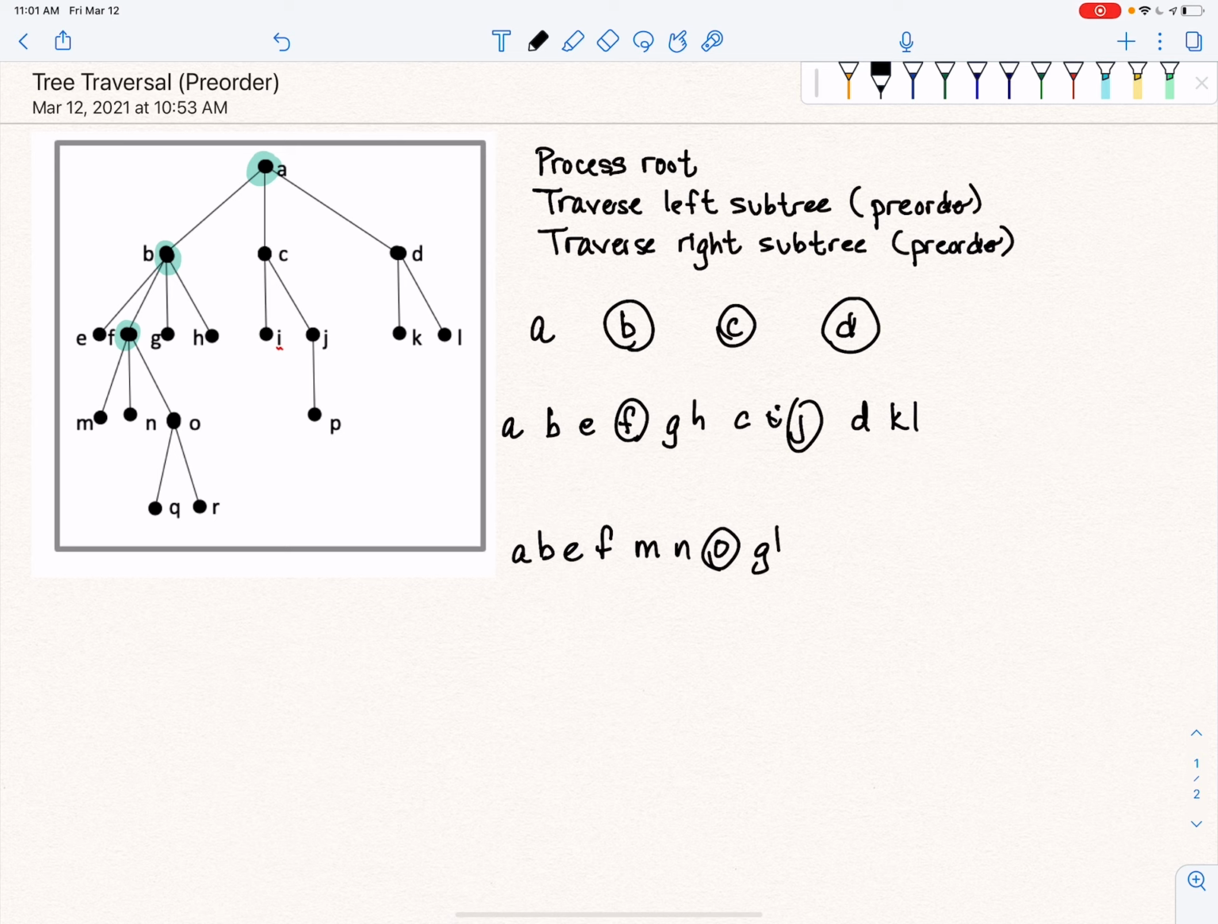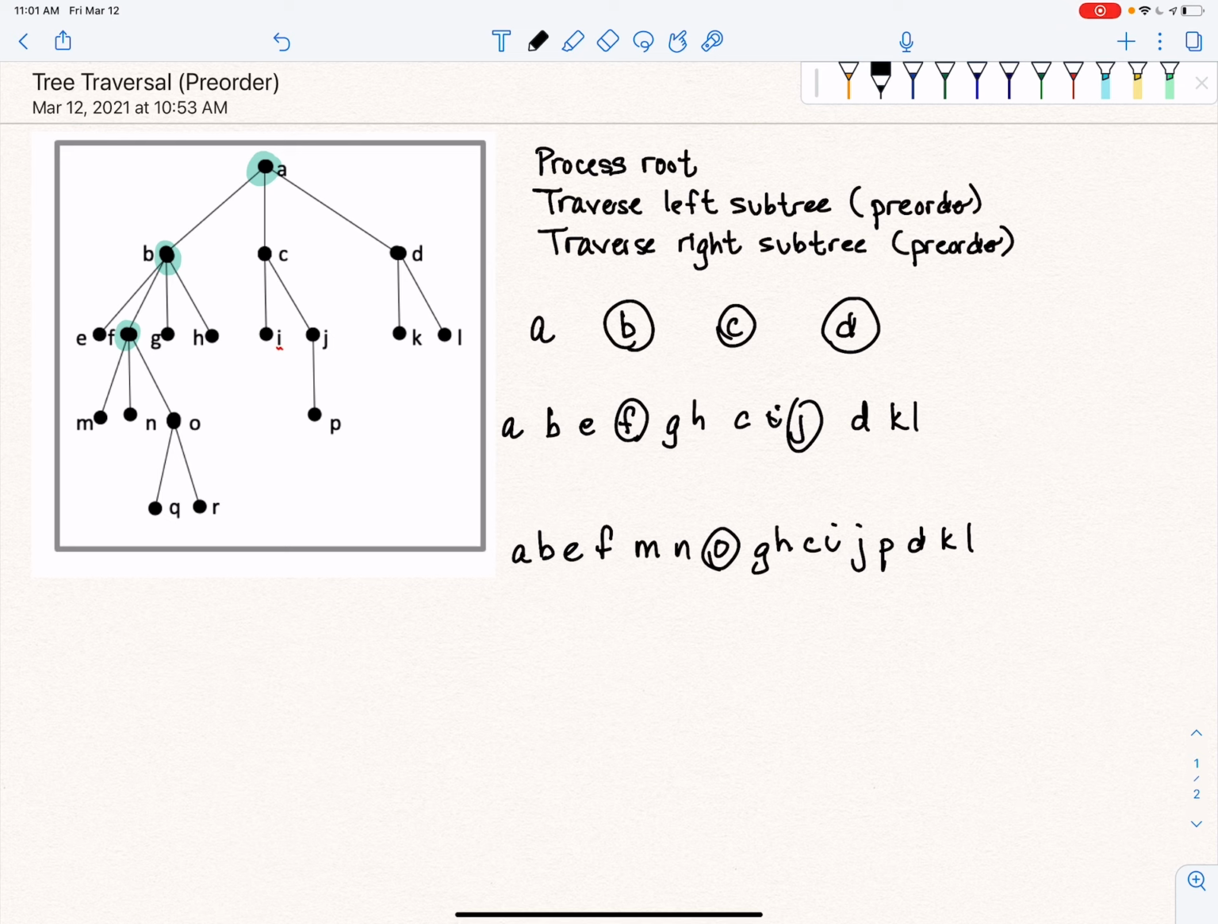Then we have G, H, C, I. Now J is a subtree. So that means J gets processed first, being the root of that subtree. And then the only thing that follows J is P. And then everything that came after J is written.